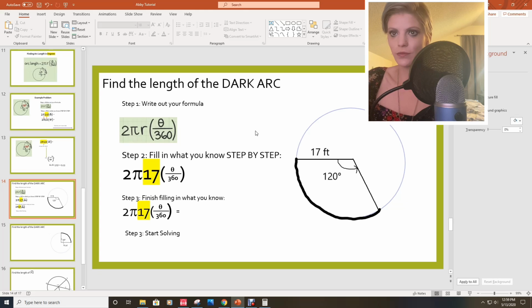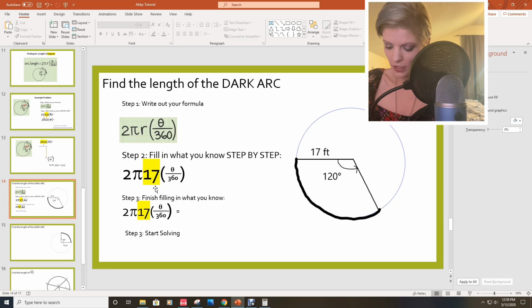Step two, fill in what you know step by step. I know it's obnoxious, but it'll stop you from making a mistake. So I am going to go across my formula and fill in what I know, but only one at a time. I'm not going to try and fill in every single possible thing, because as you get further into calculus, you're going to have things that you have to fill in, say 10 different items. You don't want to miss one. So you do them step by step.